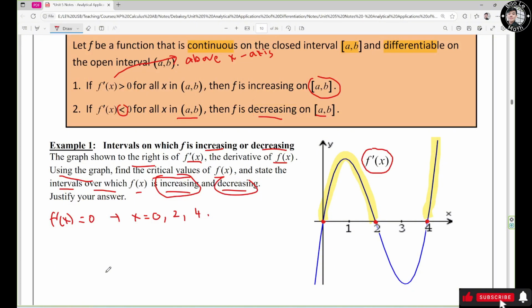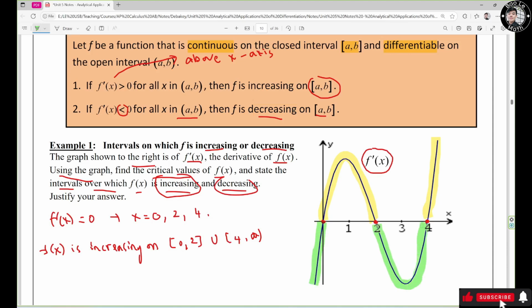So the function f of s is increasing on the intervals 0 to 2 and 4 to infinity. And the function f of s is decreasing on the intervals negative infinity to 0 and 2 to 4, because on these intervals the function f prime of s is below the x-axis.